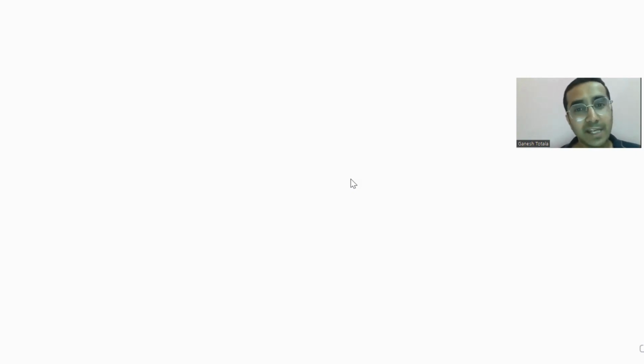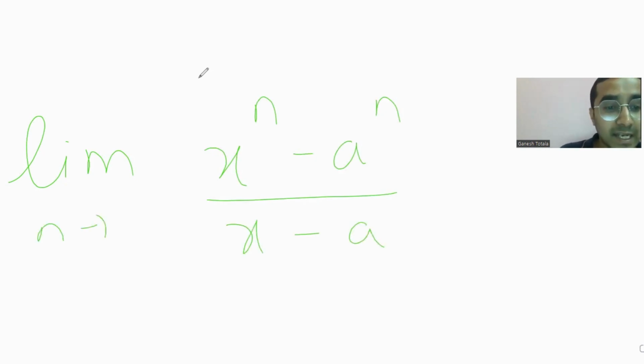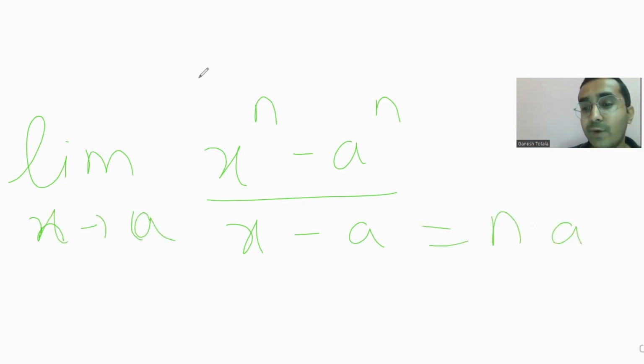So in the last demo video, I've been talking about the limits. I've spoken about the basic fundamental limits. I'll just quickly revise the formulae for limits, what we have seen in the last video, and then we will start solving problems today. So the very first limit we have seen in the last video was limit of x raised to n minus a raised to n divided by x minus a, where x is tending to a, it is given as n into a raised to n minus 1.